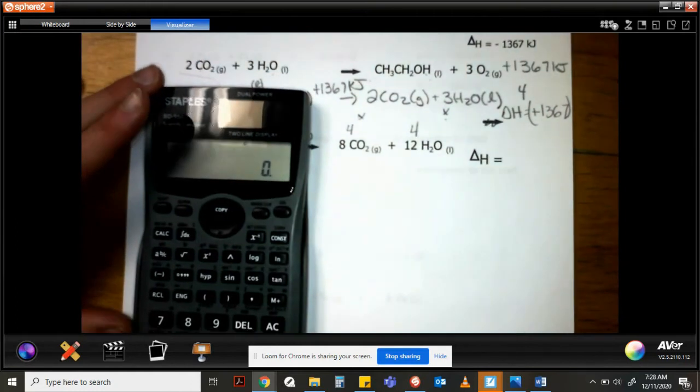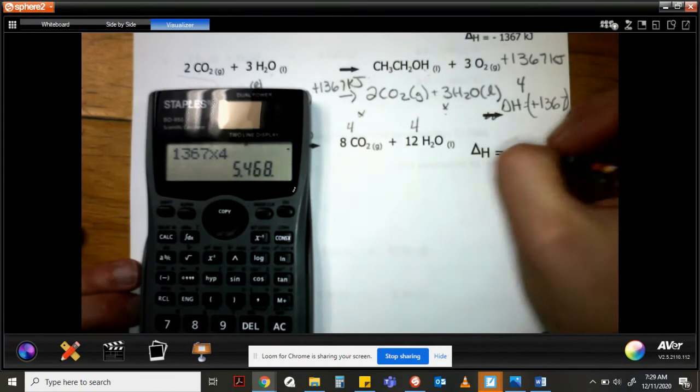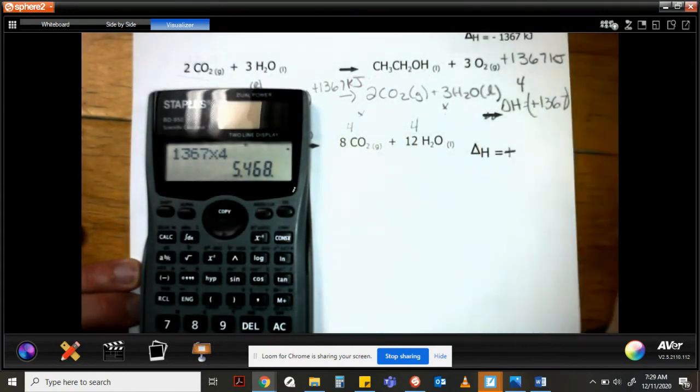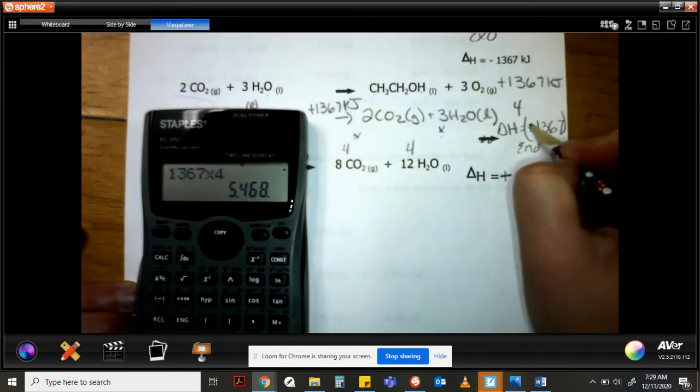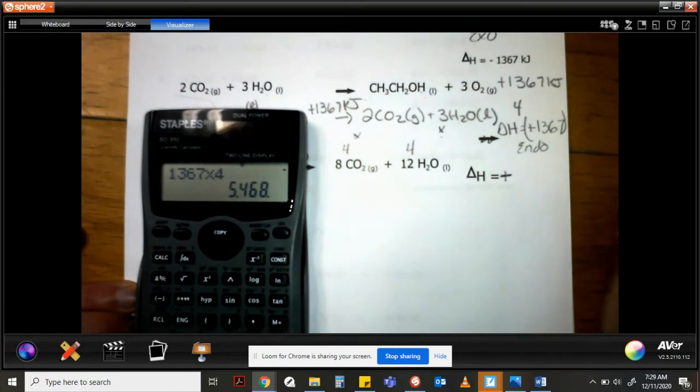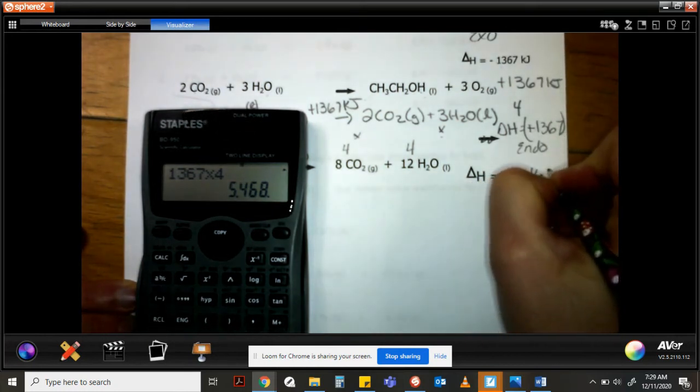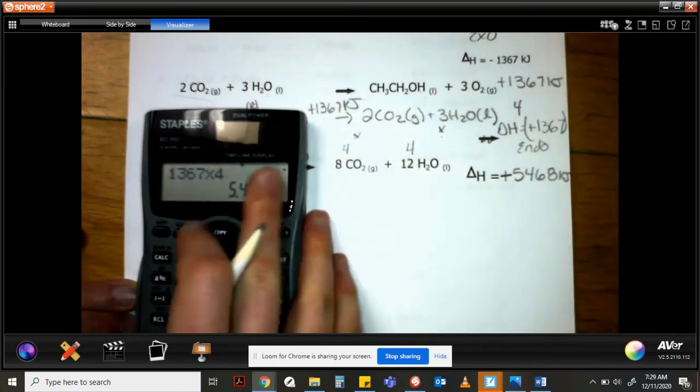So if I go 1,367 times 4, I end up with an answer of positive, okay, because my reaction has switched. So it started off as an exothermic. It has now become an endothermic, which is why I've got my 2 positives, 5,468 kilojoules.